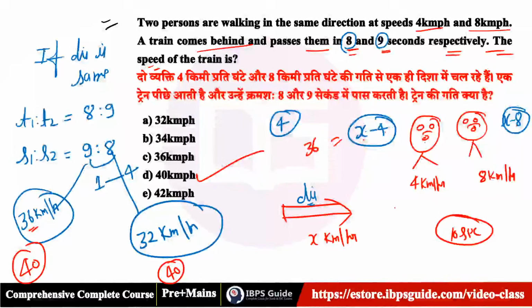And if someone asks for the length, this is the speed, and this is the time. This is the speed, and you have the time also. Just multiply, you get the answer. All okay?